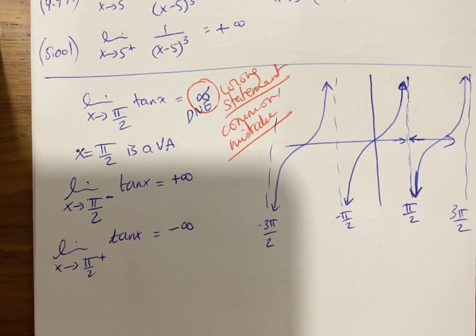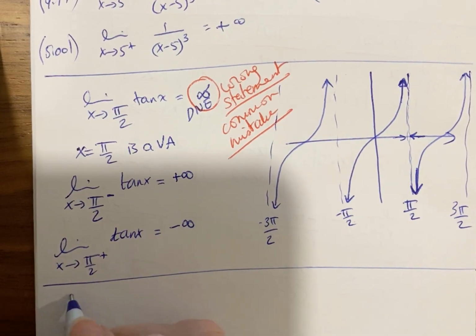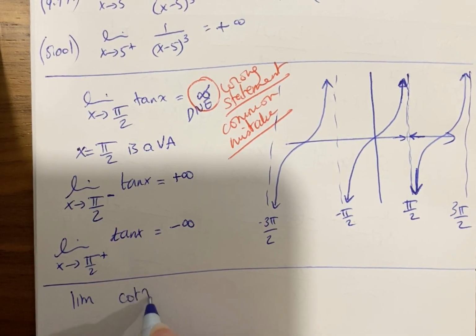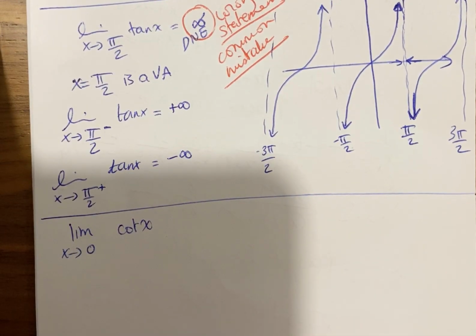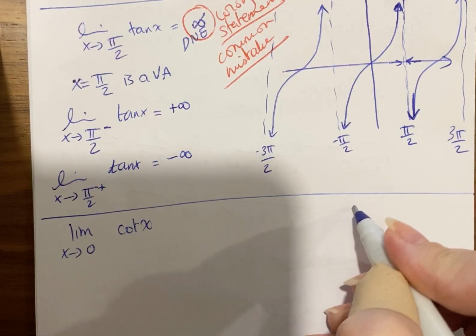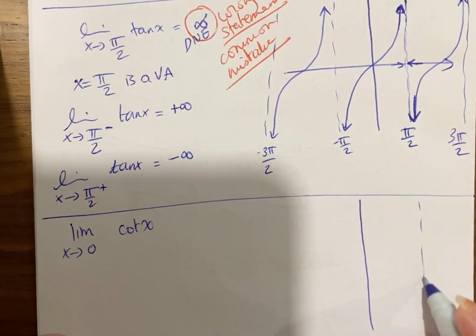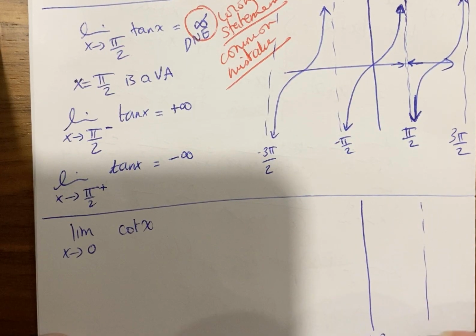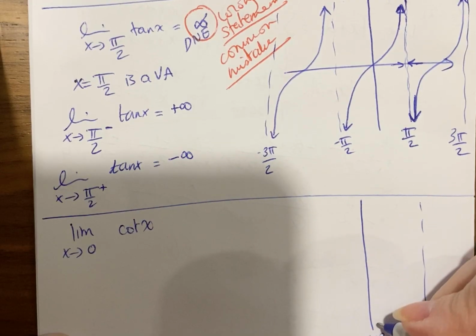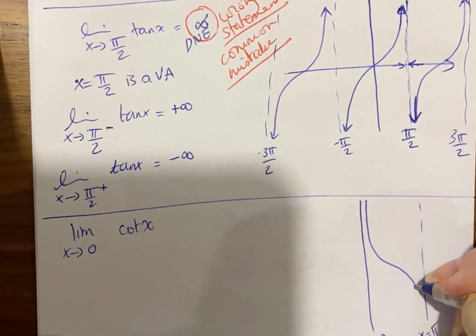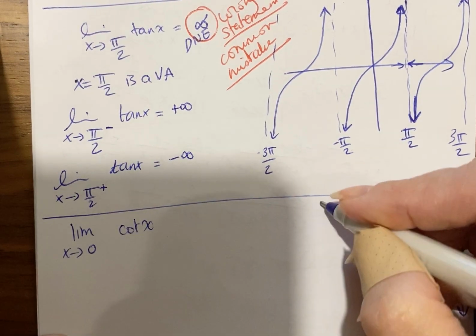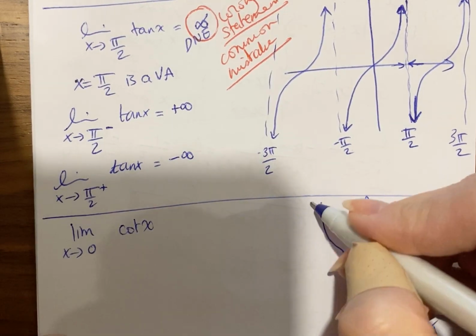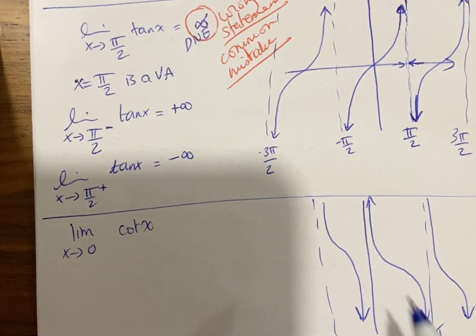Similarly, when it comes to cotan x, and I want you to remember those two examples very carefully because many of you make the same mistakes. When it comes to the limit of cotan x at 0, cotan x, this is x equals 0, x equals pi. It drops, and so on. Right? This is cotan x.